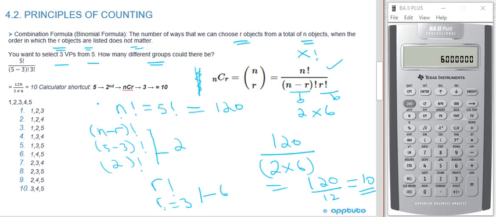There's also a shortcut using the nCr key. I'm going to clear this. You can do 5, then second, then your nCr key, then 3, and hit equals, and you get 10. So 5 was your n, second, hit the nCr key, 3 is the number that you wanted out of the 5, and you get 10.